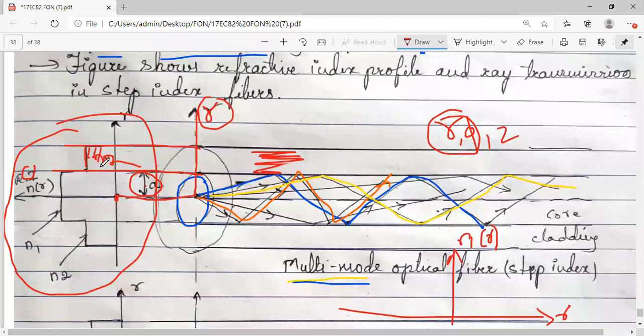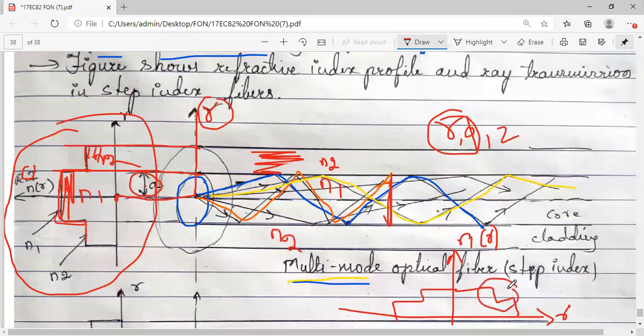This is constant N2. After this, suddenly there is an increase, because this is N1, whose value is more than N2. There is an increase in the refractive index. This is increased like this: lower value, then higher value. So there is a slight increase, and this is your core center. This complete part indicates the core, where the refractive index is N1, the same throughout the core. After that, suddenly there is a drop in the refractive index, because here comes the cladding whose refractive index is N2, which is slightly less than N1. So there is a drop. This is shown like this.